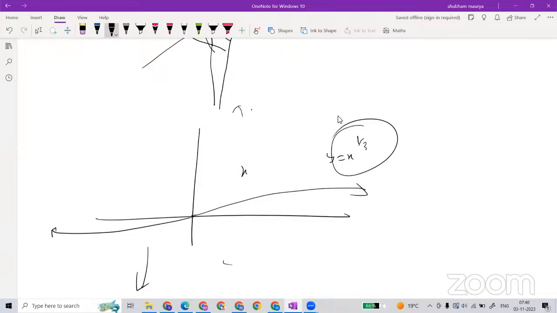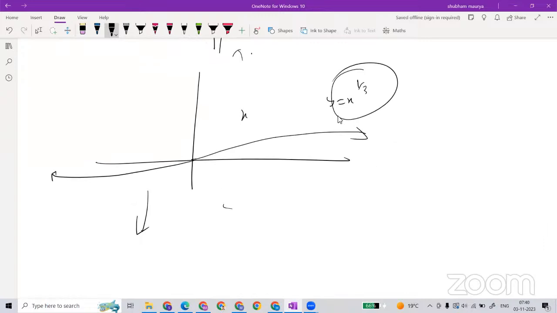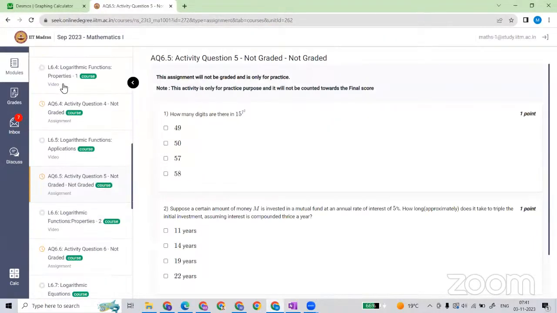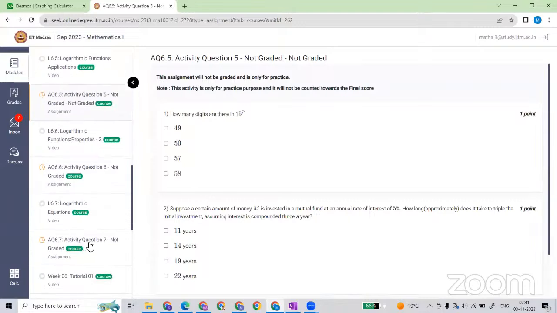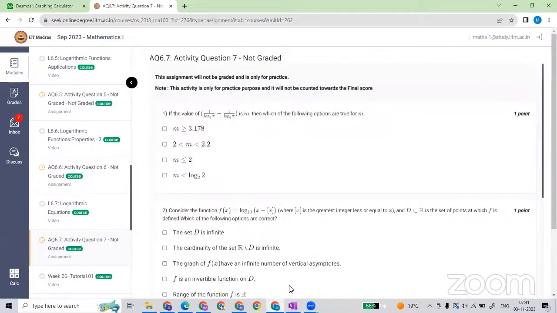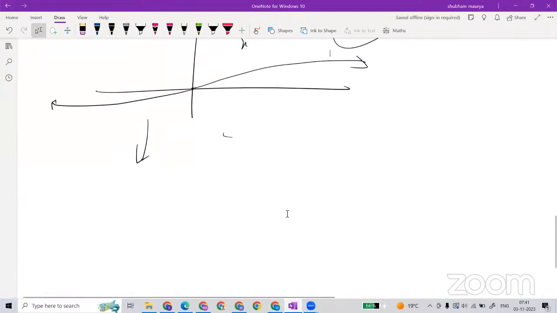I have a doubt. Week 6, activity 6.7, sir. 6.7. Let me finish this one first, then we'll discuss that. Okay, sir. It will not take much time now. I am almost finished regarding the graph.